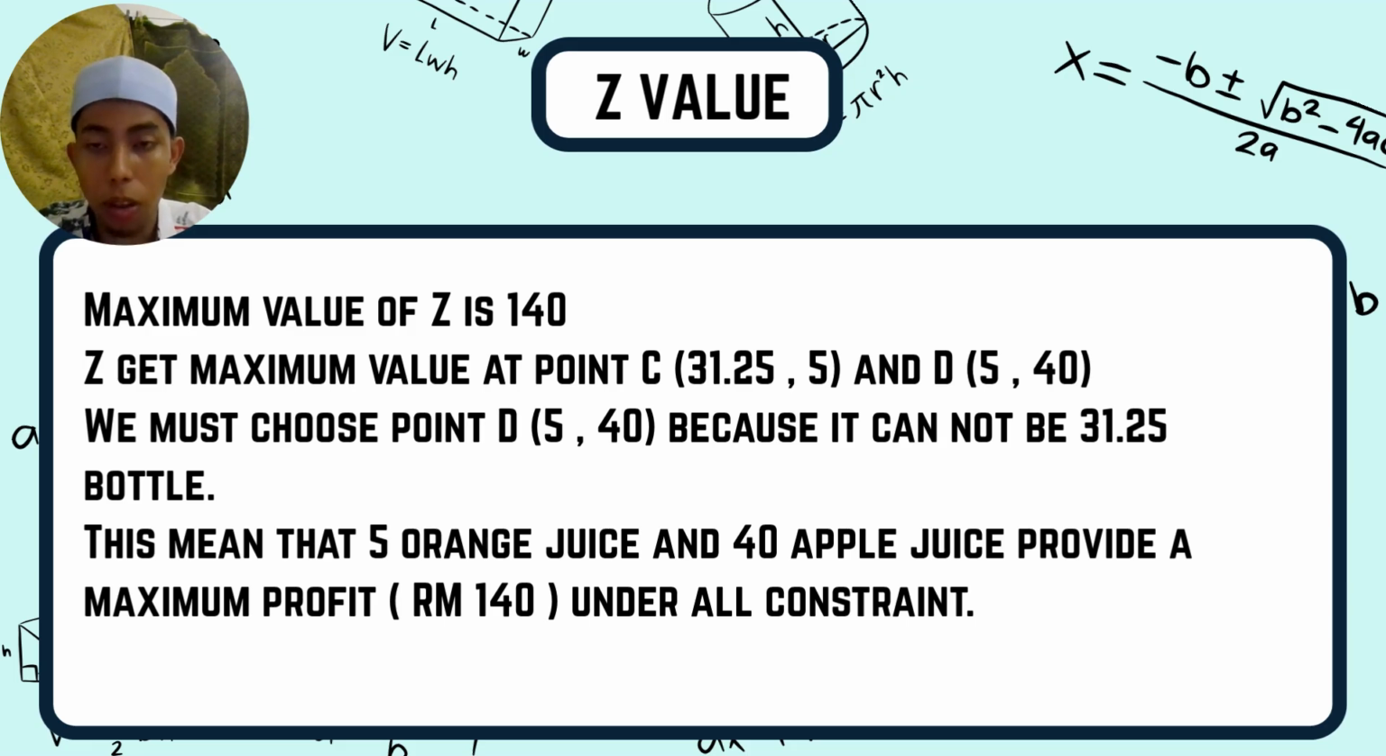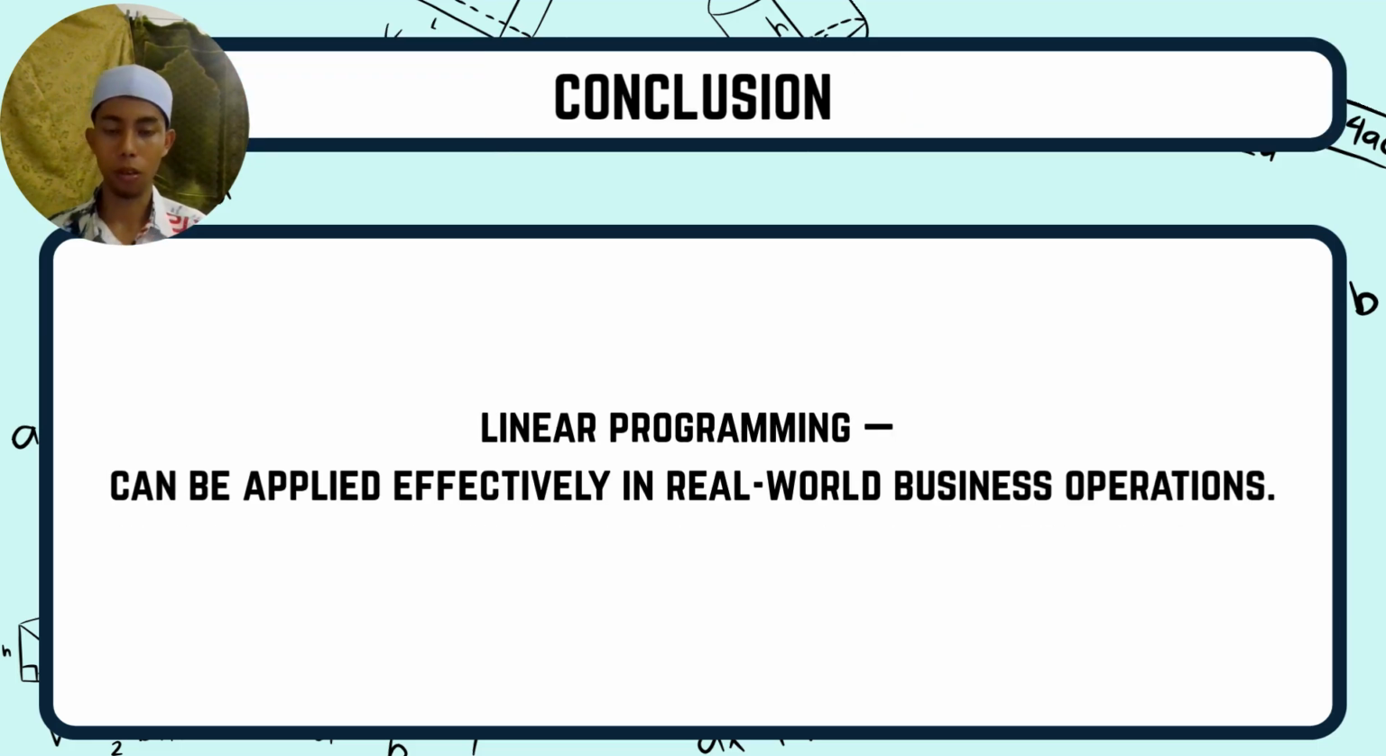We must choose point D because it cannot be 31.25 bottles, which is impossible in real life. This means that 5 orange and 40 apple juice bottles provide a maximum profit of 140 under all constraints. For the conclusion from this presentation, linear programming can be applied effectively in real-world business operations.